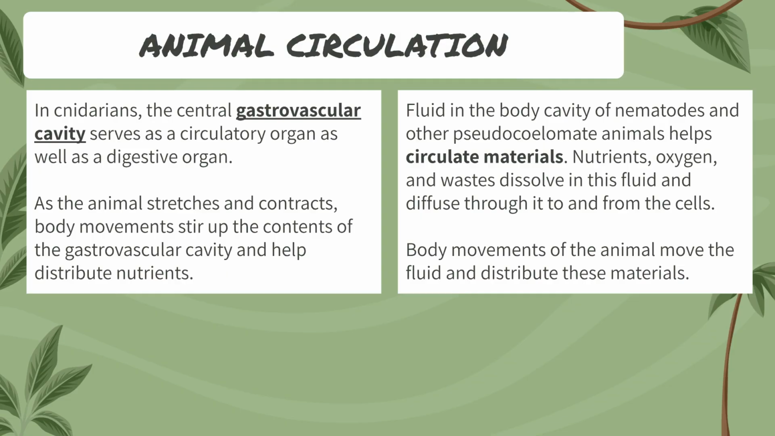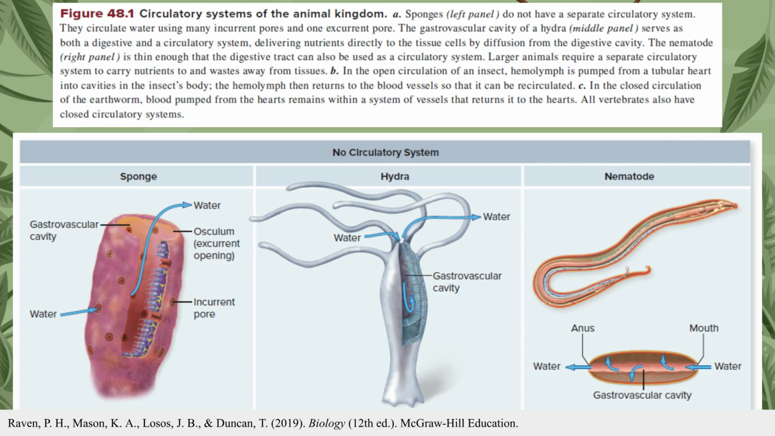Instead, they rely on body movements and diffusion. Sponges circulate water through numerous incurrent pores and expel it through an osculum. This water flow delivers oxygen and nutrients directly to cells and removes wastes. In Hydra, the gastrovascular cavity functions as both a digestive and a circulatory organ. As the animal stretches and contracts, the movement stirs the contents of the cavity, distributing nutrients to surrounding cells by diffusion. In nematodes and other pseudocoelomate animals, fluid within the body cavity plays a role in transport.